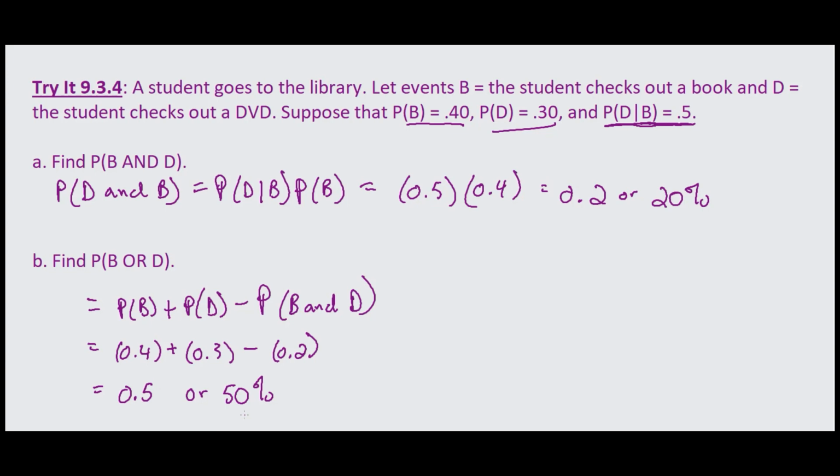And like I said, what's amazing about that is that there's a 50% chance they're not going to check out anything. There's a 50% chance they're going to check out a book or a DVD. I guess there could be other items that aren't listed here as well that we're not considering in this problem. Magazines, periodicals, newspapers, and so on. But if we're looking at it in terms of the probability of checking out a book or checking out a DVD, that's going to be 50%.